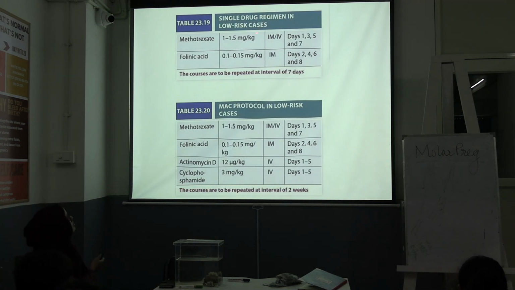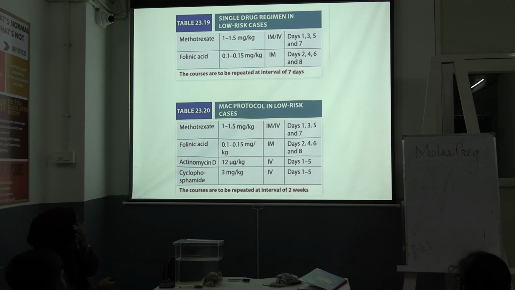These are different regimens. This is single methotrexate plus folic acid. Methotrexate is given 1 to 1.5 milligram per kg. Okay. So, it normally comes to roughly 50 milligram. Okay. IM or IV can be given day 1, 3, 5, 7. Folic acid is given day 2, 4, 6, 8. Okay. This single regimen is used in cases of low risk.